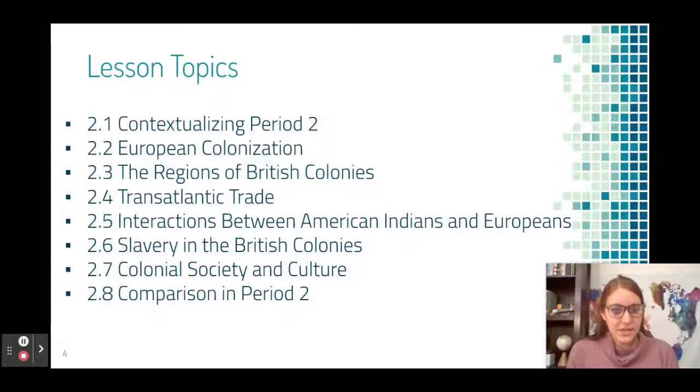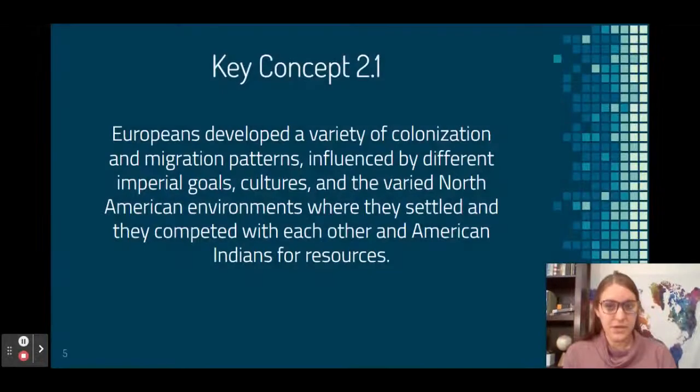So there are 8 topics in this unit, Period 2, and we're going to go through each one individually. So first, key concept 2.1. It's really important to pay attention to the language of the College Board so that you are very aware of what they're going to be testing on. So Europeans developed a variety of colonization and migration patterns influenced by different imperial goals, cultures, and the varied North American environments where they settled, and they competed with each other and American Indians for resources. So that is really your preview. Those are the things that you should absolutely, without a doubt, be able to explain from memory after learning this unit.